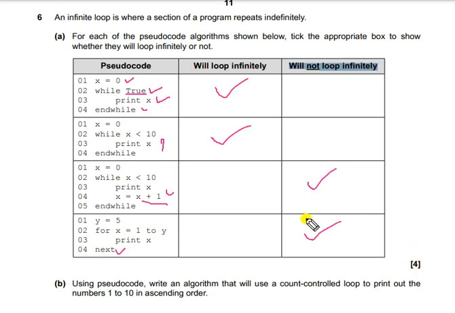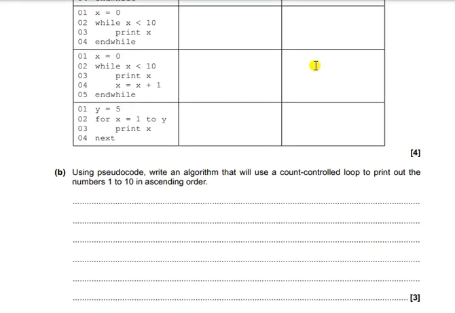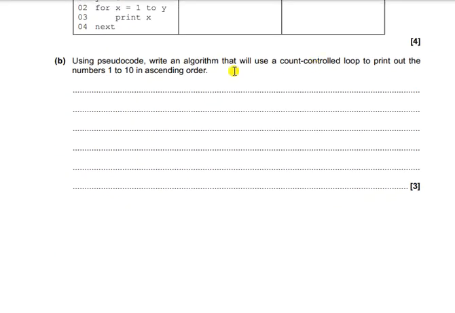And none of them is related to each other, so you get 1 mark for each correct tick. Then let us look at the next part of the question. In this they are asking us to write pseudocode that will use a count controlled loop. Count controlled loop means it is not a while loop, it is a for loop. And then we print the numbers from 1 to 10 in ascending order.